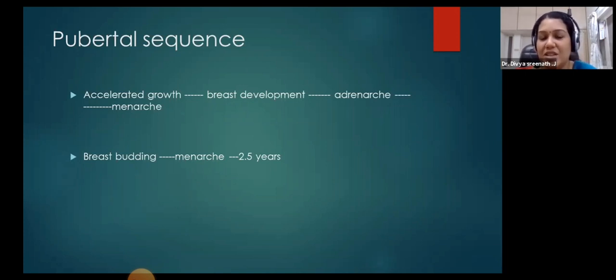And after that, within 10 years, you can see the breast budding start to happen. And later, pubic and axillary hair develops. And after that only, menarche will occur. So if we notice breast budding, then within 2 to 2.5 years, menarche will occur. That is the normal course of breast development. Even after breast budding, it takes almost another 3 to 4 years for the complete development of an adult breast.